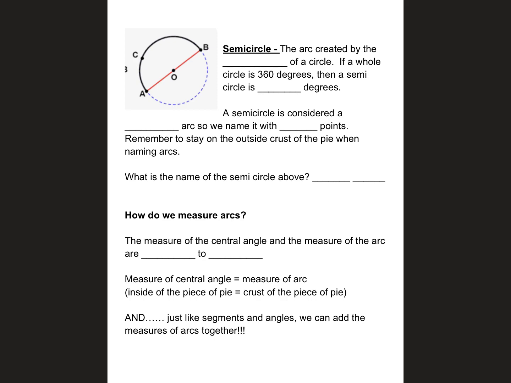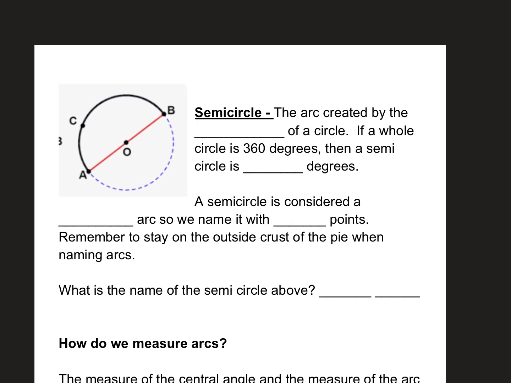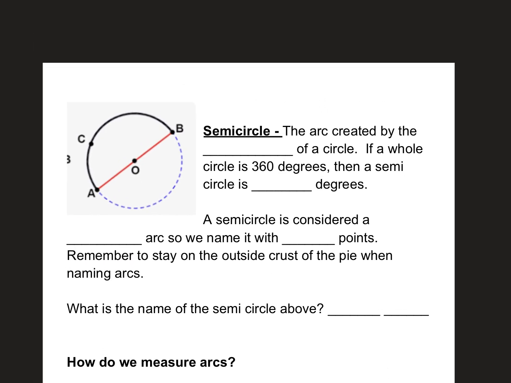So when it is exactly 180 degrees, it's called a semicircle. Semi means half, okay? So a semicircle is the arc created by, well, if we think back to our vocabulary, this goes from one side to the other through the center. So it is made by a diameter, and it basically cuts the circle in half. So if a whole circle is 360 degrees, a semicircle is exactly 180 degrees.